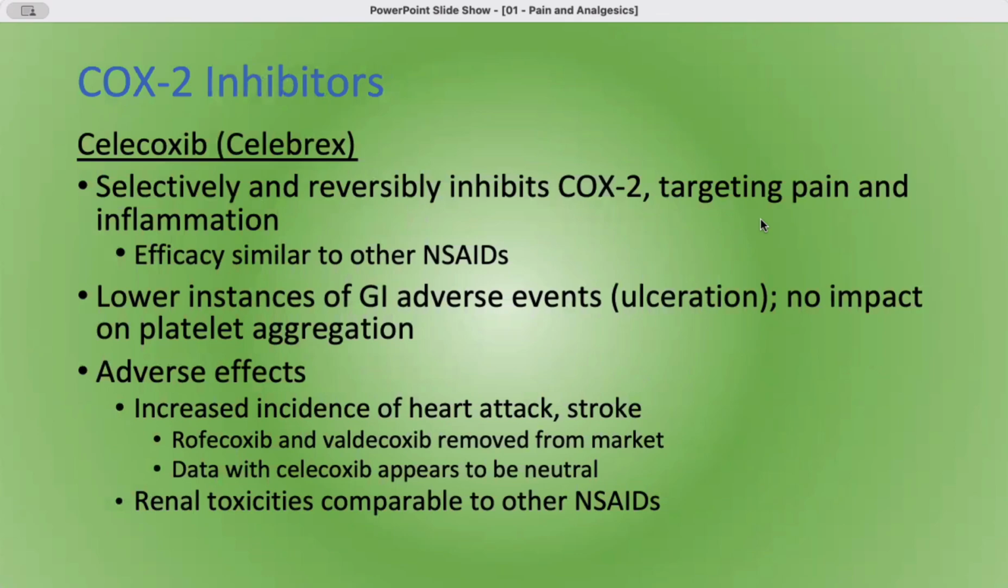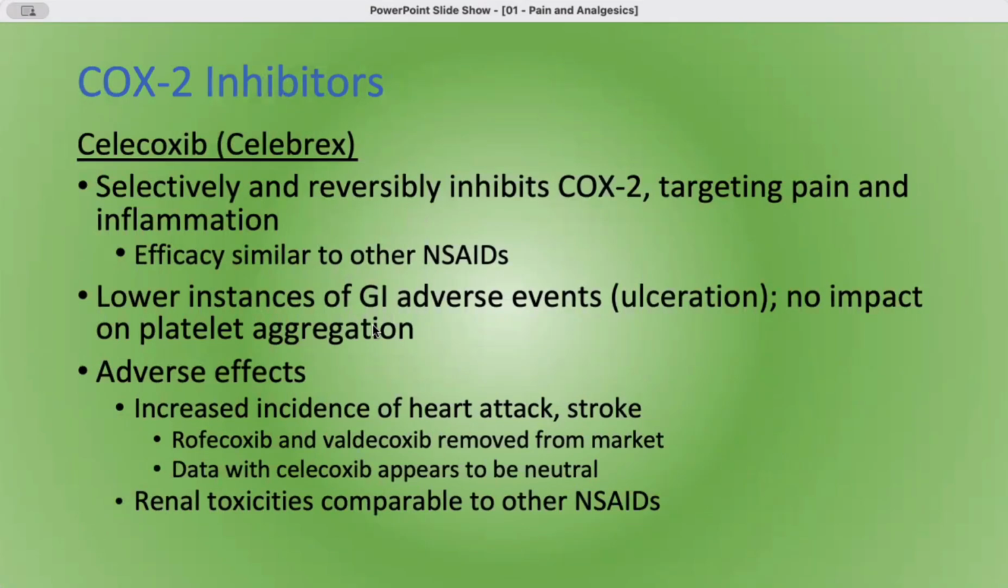And then the COX-2 inhibitors actually used to be a class of drugs. At one point, there were 3 marketed COX-2 inhibitors, which included celecoxib, Celebrex, which is still on the market, rofecoxib, and valdecoxib. But those latter 2 have since been removed from the market because they have been shown to have increased incidence of bad cardiovascular outcomes, heart attacks and strokes.